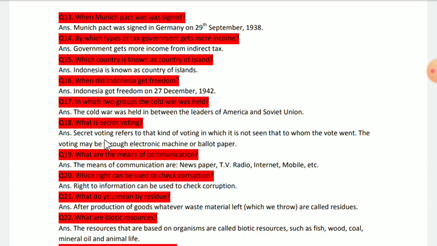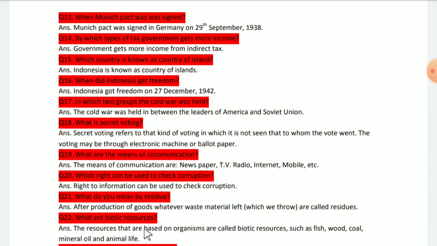What is secret voting? Secret voting refers to that kind of voting in which it is not seen to whom the vote went. The voting may be through electronic machine or ballot paper. What are the means of communication? The means of communication are newspaper, TV, radio, internet, mobile, etc. Which right can be used to check corruption? Right to information can be used to check corruption. What do you mean by residue? After production of goods, whatever waste material left which we throw are called residues.